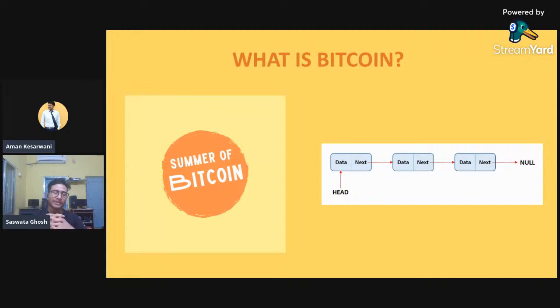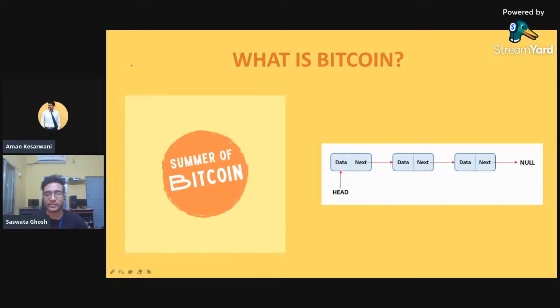Let me clear out what Bitcoin is. Bitcoin, obviously, is a cryptocurrency, and it is called a cryptocurrency because it is decentralized. What is decentralized? It cannot be controlled by any bank or anything like that. If I want to send some money in the form of bitcoins, I can send it directly. In between, there should not be any intermediaries.